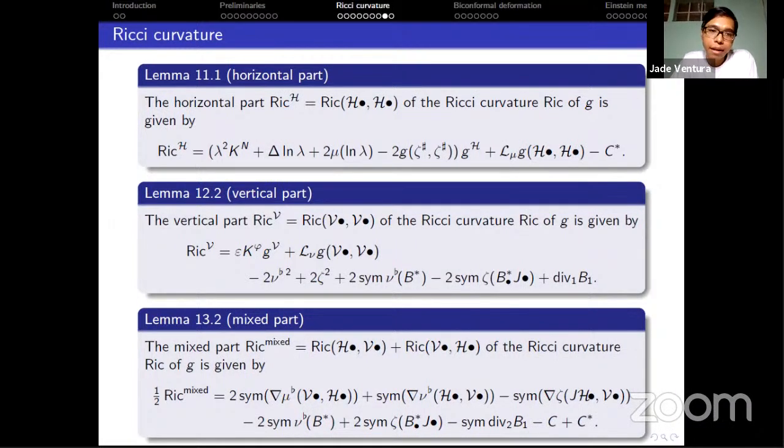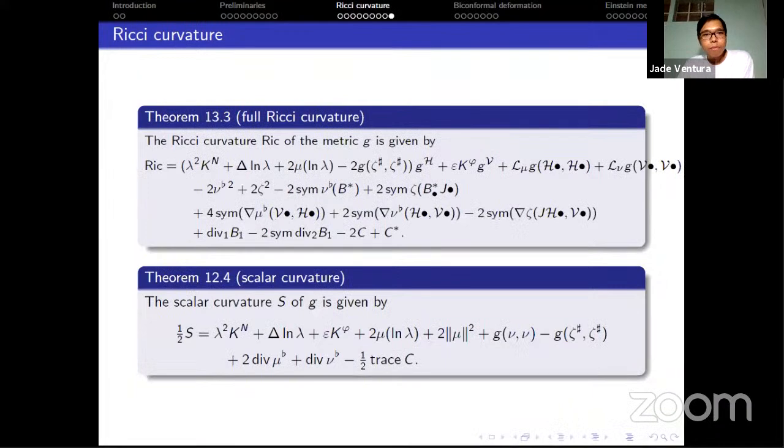Similarly, but in a more complicated way, we can compute the vertical part of the Ricci curvature, Ric V, in the second box, and the mixed part, Ric mixed, in the third box. Adding those three boxes, we get the full Ricci curvature, horizontal plus vertical plus mixed, and getting the trace of that, we get the scalar curvature S.